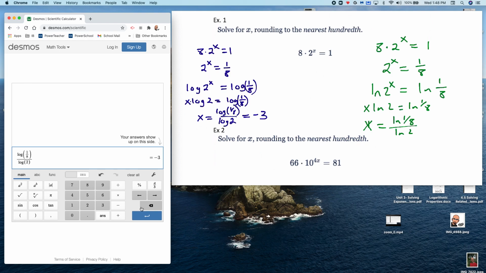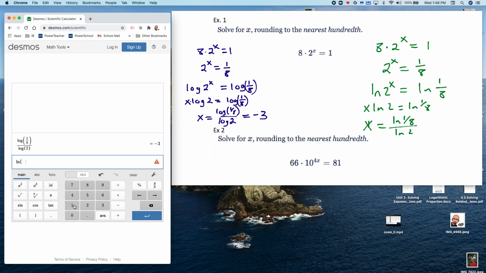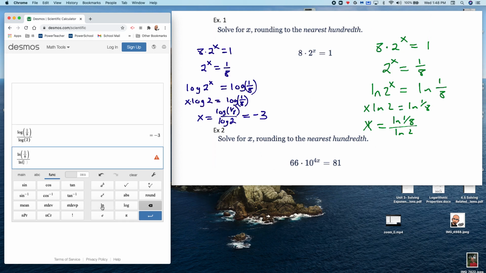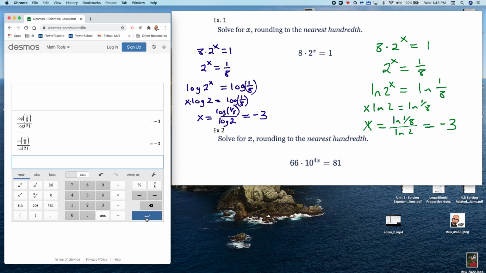And if I did that over here on my calculator, let me just hit enter, get a new line, and I go to function, natural log, go back to the main. If I do 1 divided by 8, and then I close that parenthesis, divided by function natural log 2. Notice I got the same value. Well, that's good because that's what I wanted to get. I wanted to get this value of -3. So that's how you could solve that problem.